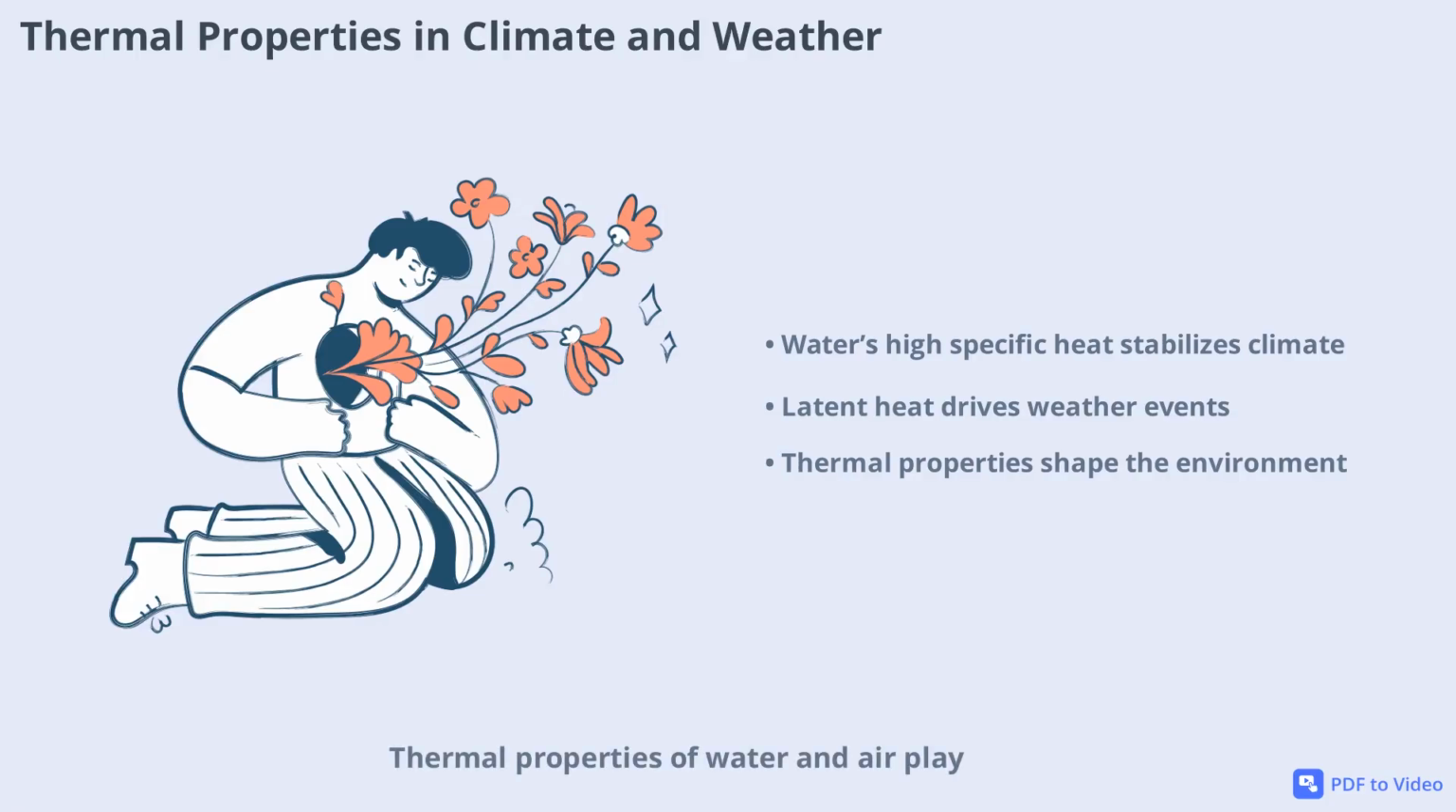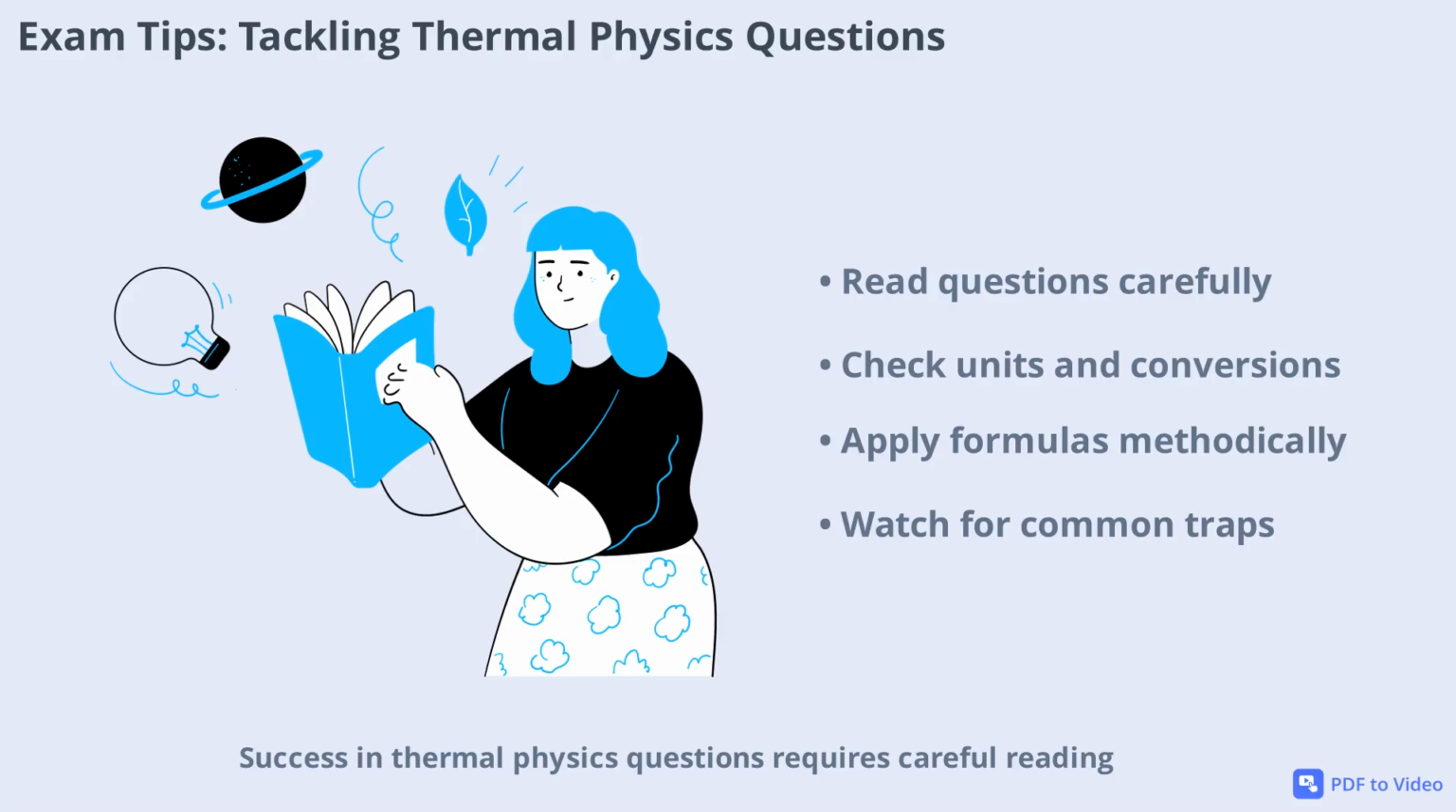Thermal properties of water and air play a major role in climate and weather patterns. We'll discuss how specific heat capacity and latent heat affect temperature changes in oceans and the atmosphere, influencing weather events and climate stability. Success in thermal physics questions requires careful reading, clear understanding of concepts, and accurate calculations.